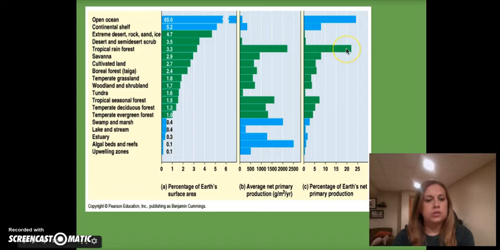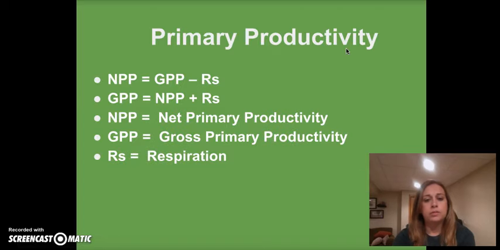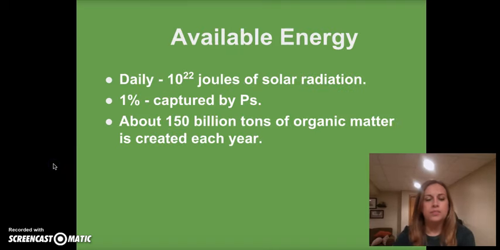And then in terms of terrestrial ecosystems or biomes, the tropical rainforest is really high up there. All right, so primary productivity, looking at net versus gross. The net primary productivity is going to be the gross primary productivity minus cellular respiration. And then again, you can just look at the opposite. Gross primary productivity is the net primary productivity plus respiration. So just make sure you guys keep that in mind.